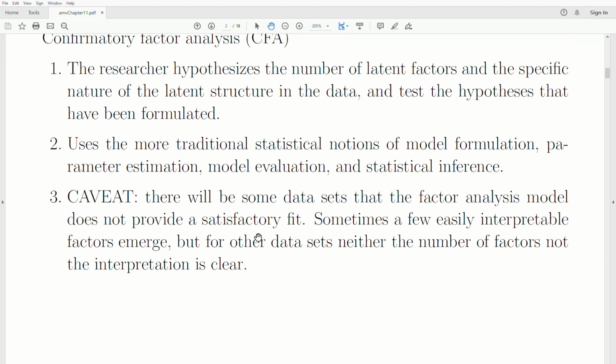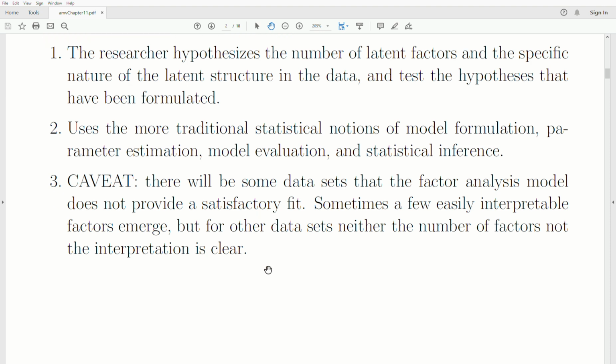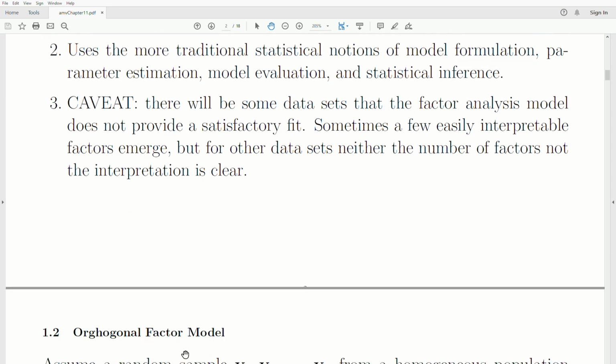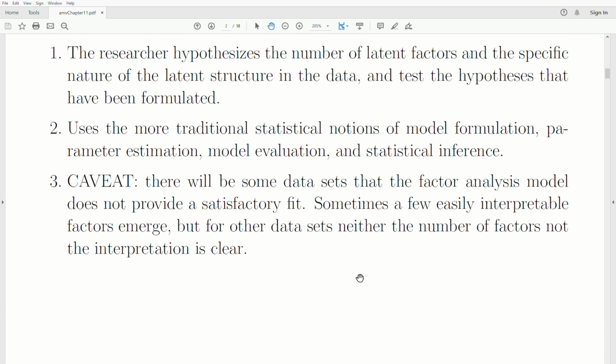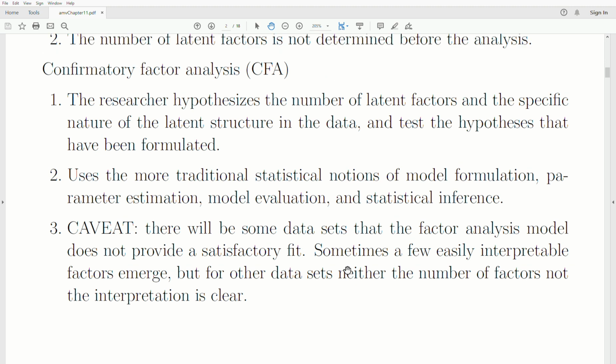And that's it for this video. As I was developing this playlist, chapter 11, I could either have a few longer videos or more shorter videos, and I decided to go with more shorter videos to capture chapter 11. And so in the next video, we'll start looking at what's called an orthogonal factor model in factor analysis.